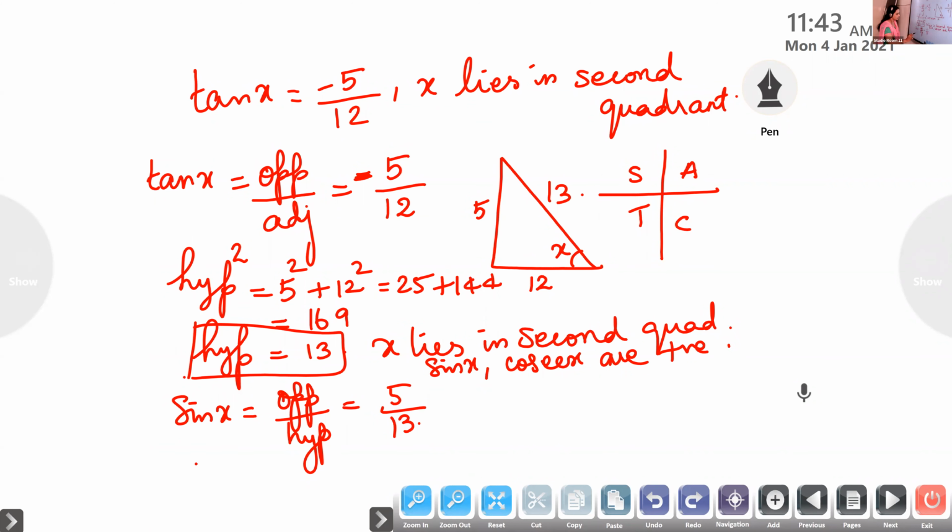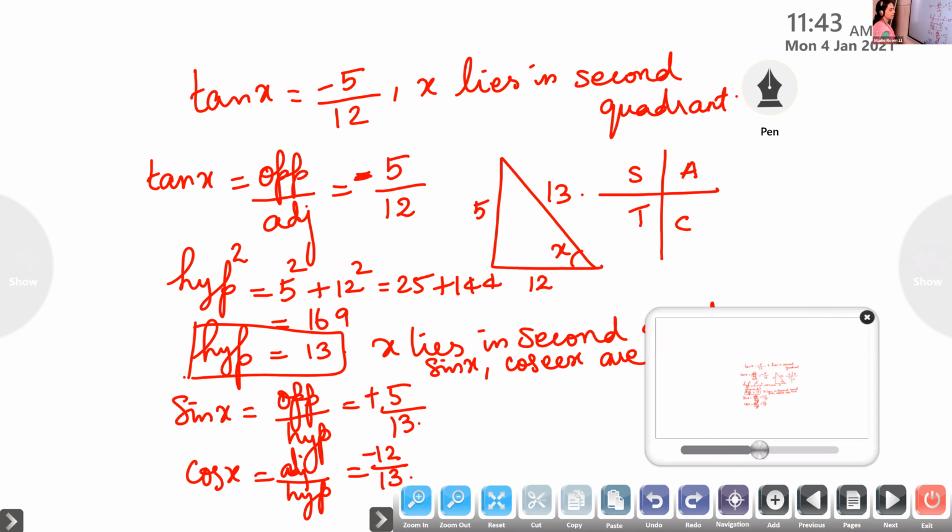So it will be cos x. Cos x by definition it is adjacent by hypotenuse. So what is adjacent side? It is 12. 12 by 13. So sine it is positive 5 by 13. For cos it is negative 12 by 13 because sine and cosec x are positive. The remaining trigonometric ratios you have to write it as negative.